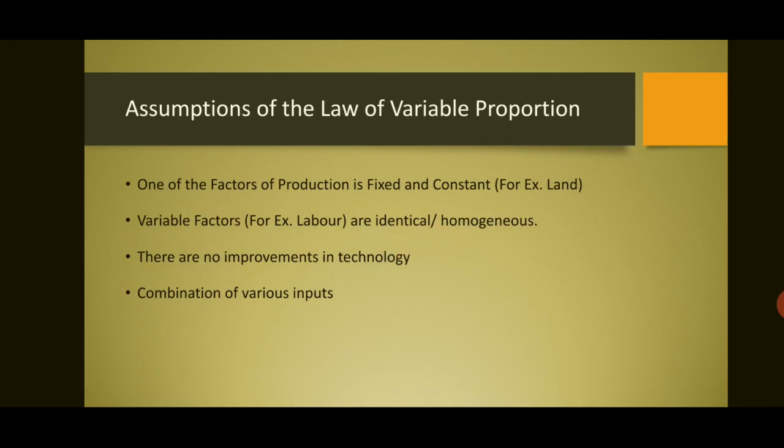In real life it is not possible, but here for the law we are assuming that all the labor have identical capacity, and we are assuming that there are no improvements in technology. We are not using any machines to produce more wheat over here. And we are using a combination of various inputs. So these all are the assumptions of the law of variable proportion.